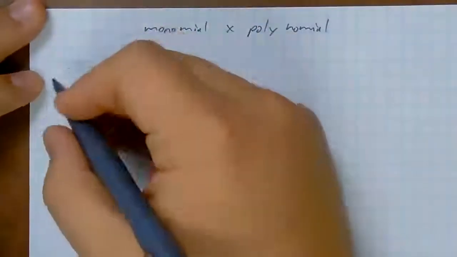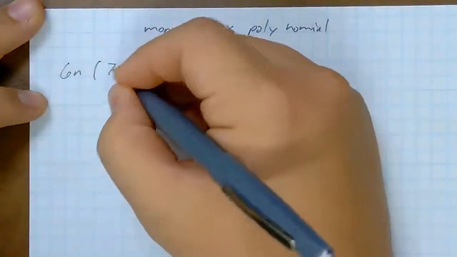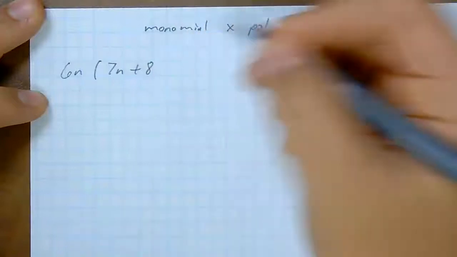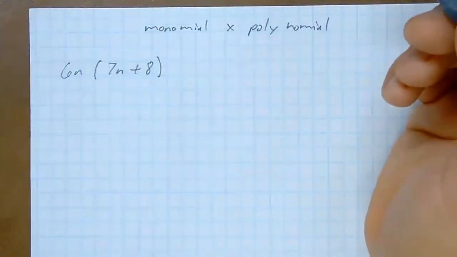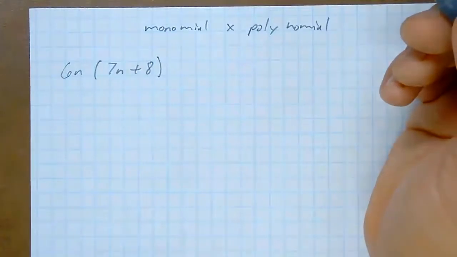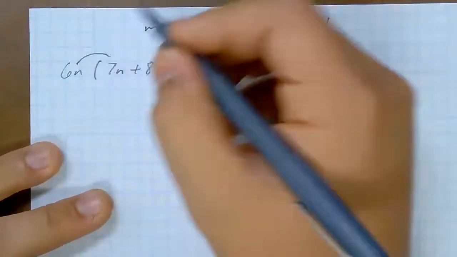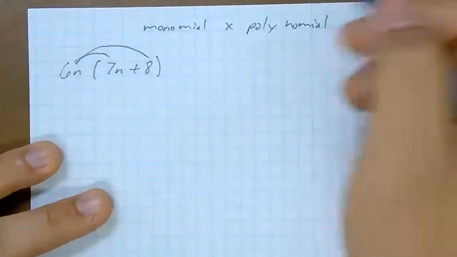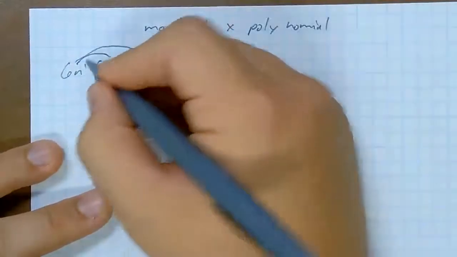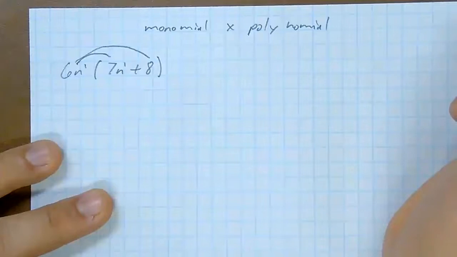Okay, so let's take a look at our first example. We have 6n times 7n plus 8. So like I said, we're going to be using the distributive property here. So this is 6n times 7n and 6n times 8. One thing we need to remember, those are invisible exponents on our variables.